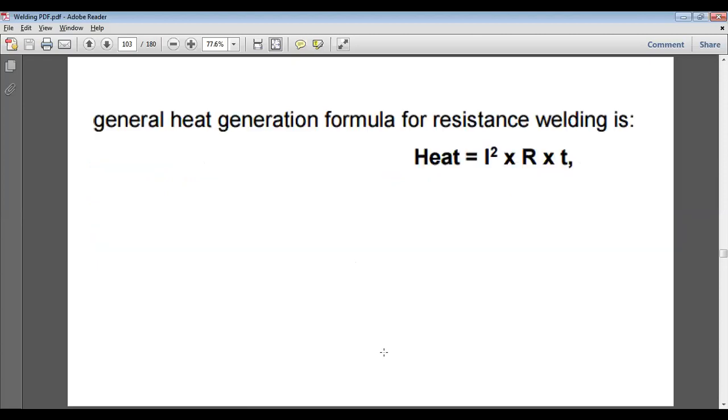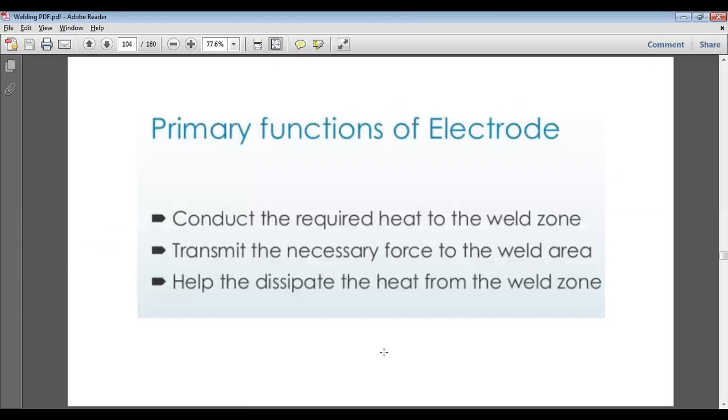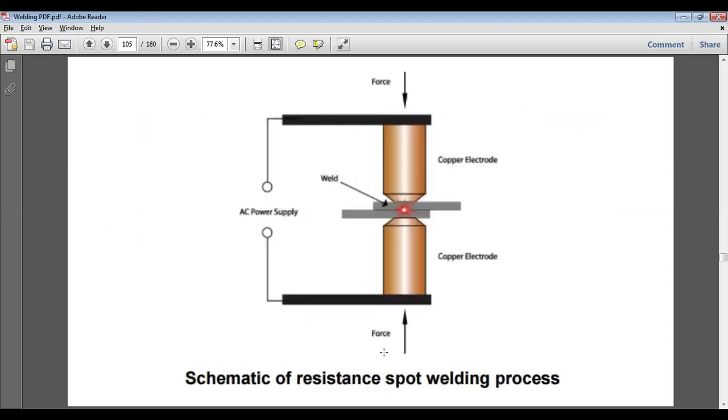This is the general heat generation formula for resistance welding: H equals I square RT. Then we have the primary function of electrodes. We have already discussed all these things in arc welding, so we are not going to discuss them anymore. Here we can see the spot welding process. The applications of resistance welding are spot welding and seam welding.